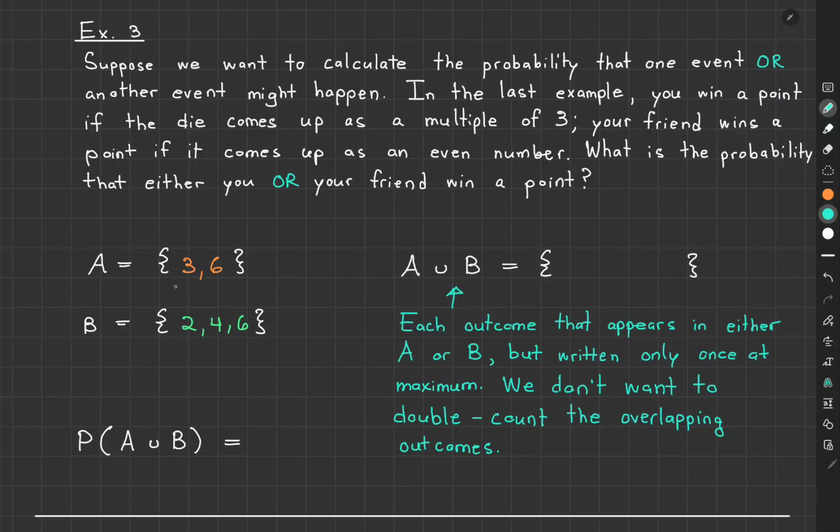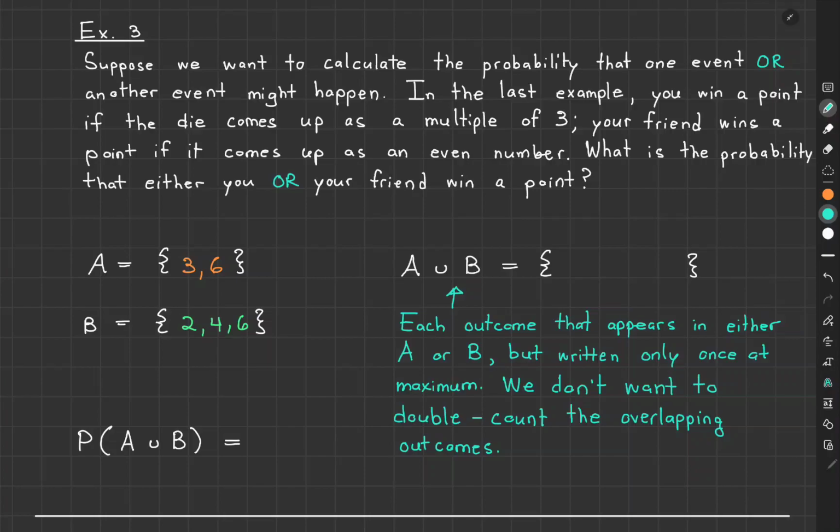So here we have the event space of A's winnings. If 3 or 6 show up, player A wins. And if 2, 4, or 6 show up, B wins. Now, for A or B, this is going to be each outcome that appears in either A or B, but written only once at maximum. This is because we don't want to double count the overlapping outcomes.